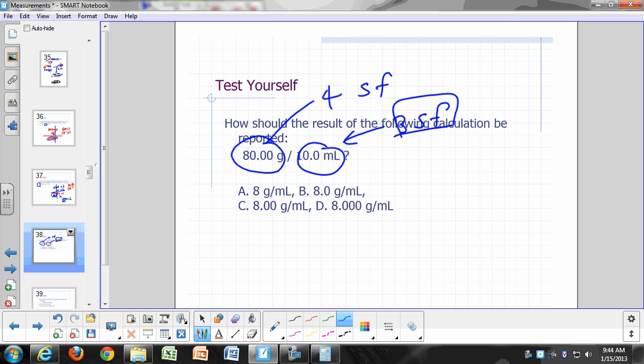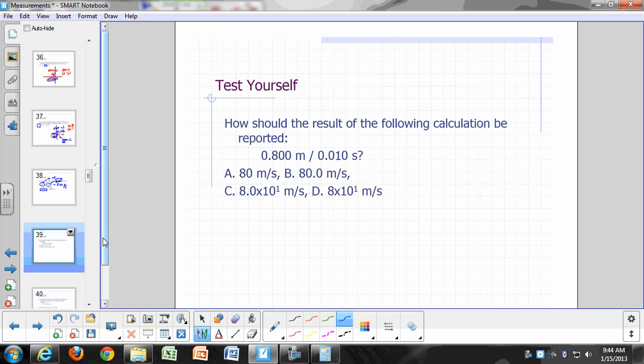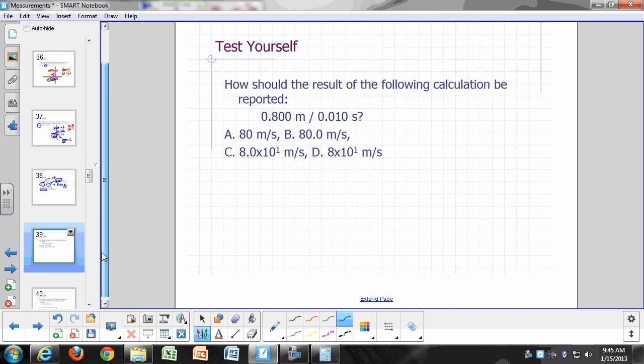So 80 divided by 10 is 8, right? But it should be reported to 3 sig figs, so you should write it as 8.00, and don't forget the units here, it's grams per mil. Correct answer in this case is C. How about this one? 0.800 meters divided by 0.010 seconds.